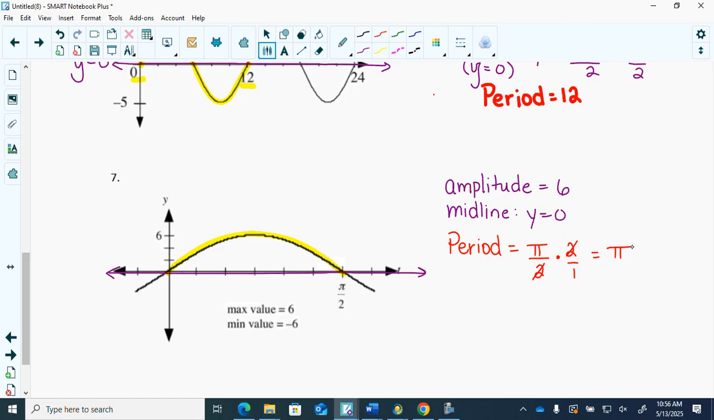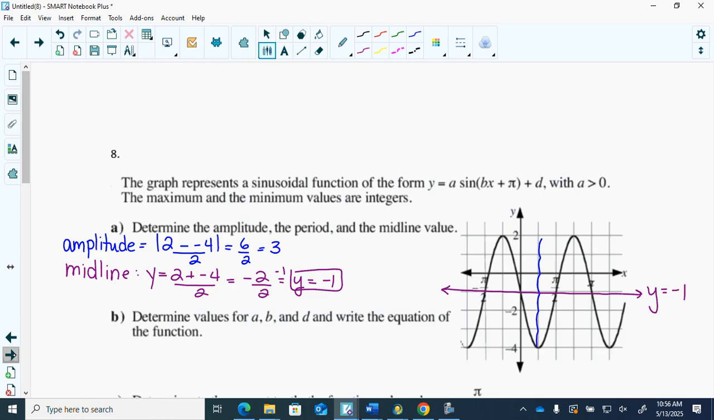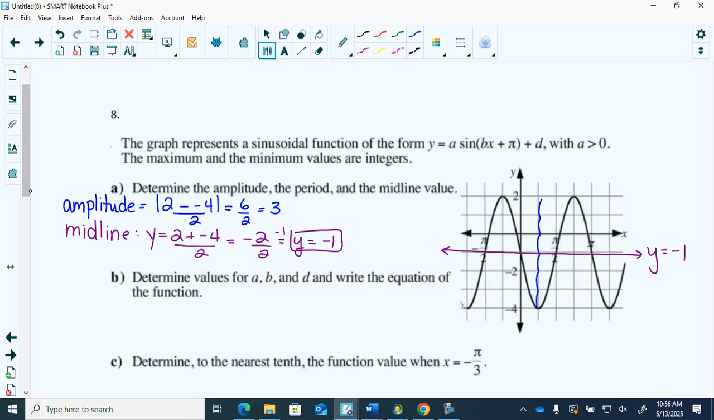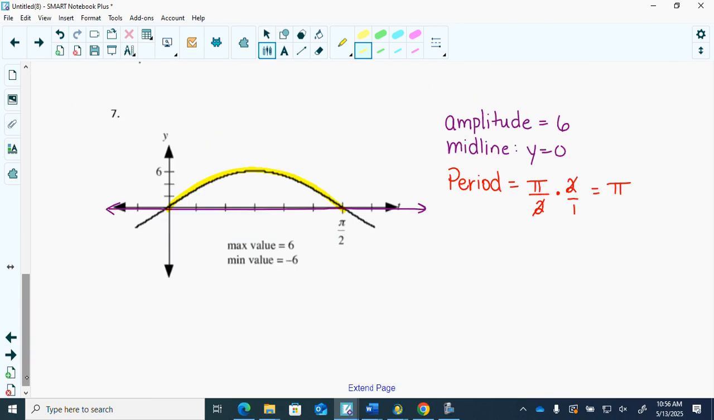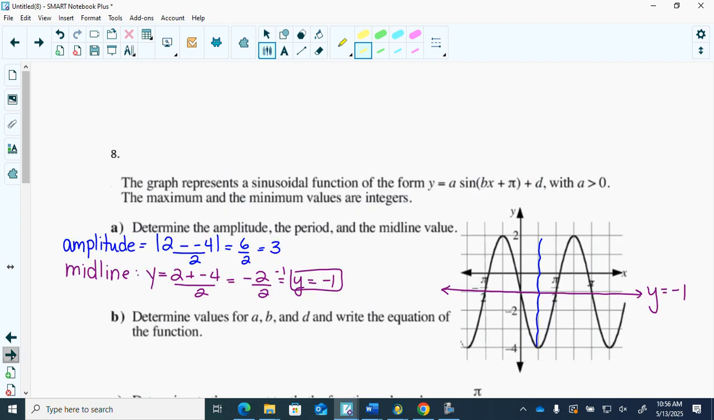Okay, next page. This one. Yo, what's up? You good?